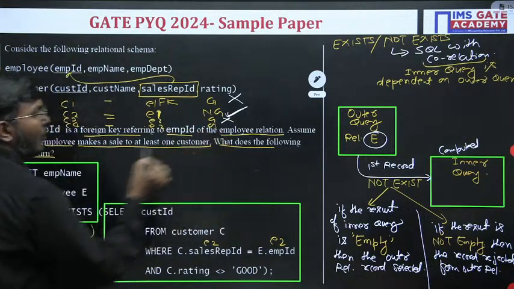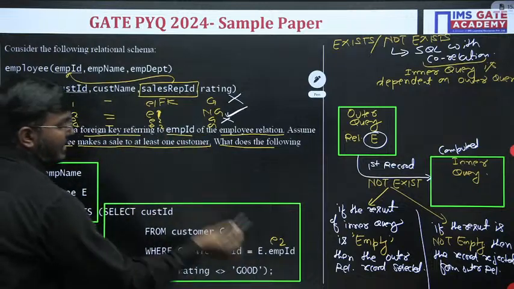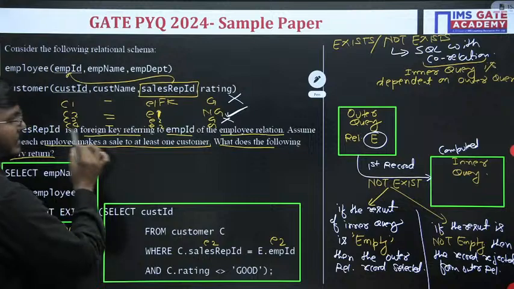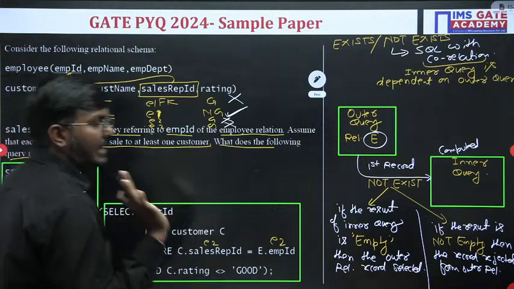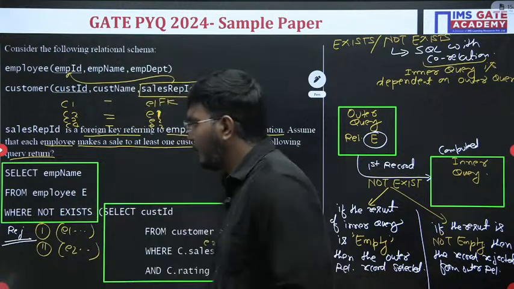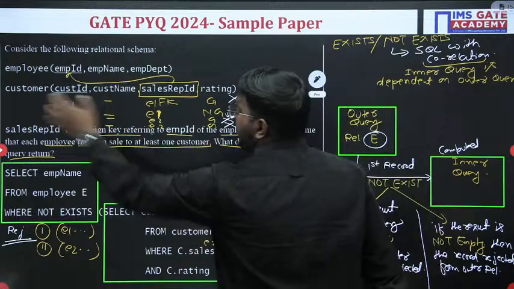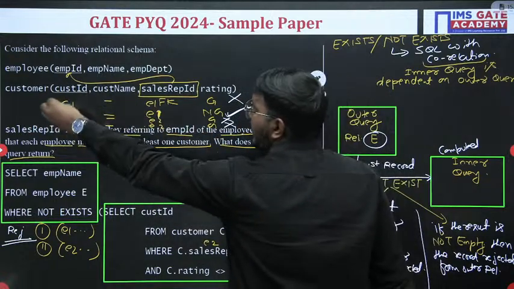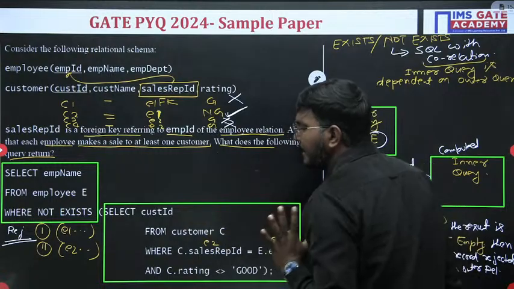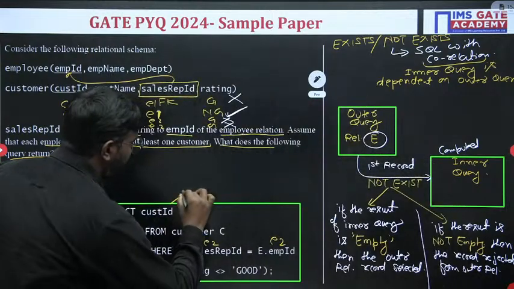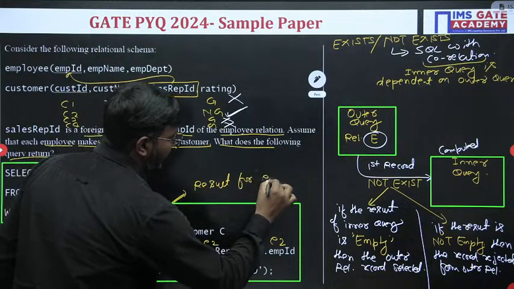Again it will go and check the next one, the fourth one. Again the sales ID is matching, and it checks that the rating is not good, but here it is good, so this also gets rejected. If it is rejected here, for the employee E2 none of the customer records get selected. If none of the customer records get selected, it means the result of the inner query will be empty. The result for E2 is empty.